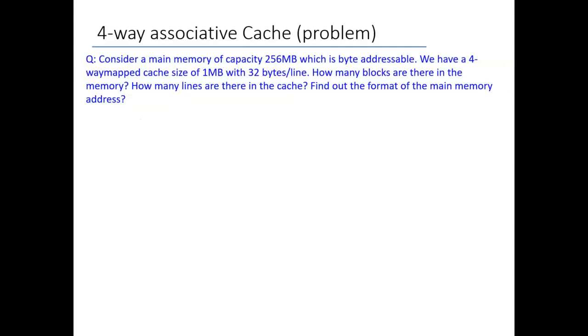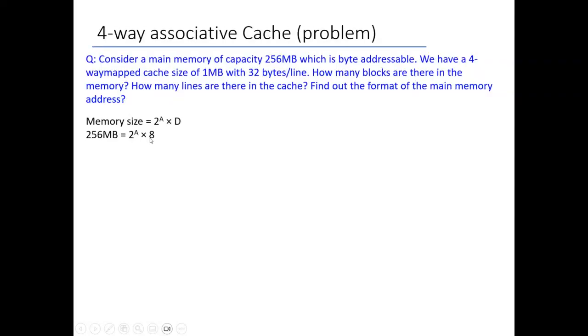Now what is the memory size? The memory size is now 2 to the power A cross D. What should I put on the left hand side? 256 megabyte. And since it is byte addressable, D is 8. So 256 MB is equal to 2 to the power A multiplied by 8.